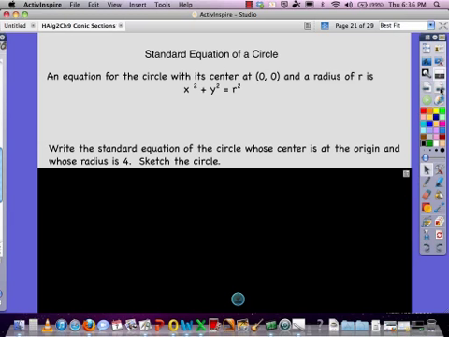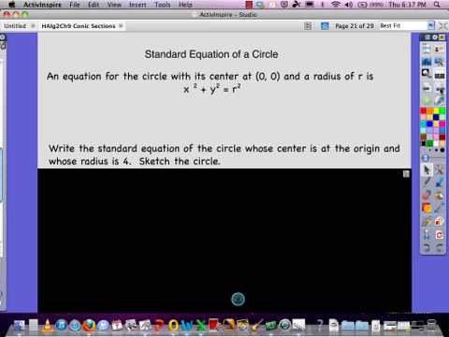An equation for the circle with its center at 0, 0, and a radius of r will always be x squared plus y squared equals r squared. If I asked what it looks a lot like, most of you would say the Pythagorean theorem, just different variables. So x squared plus y squared equals r squared. Notice there's a coefficient of 1 in front of each of those variables. There's not a coefficient of anything else. Now r actually will become a number. So r is not considered a variable in this equation.